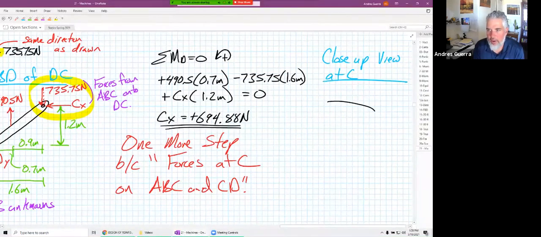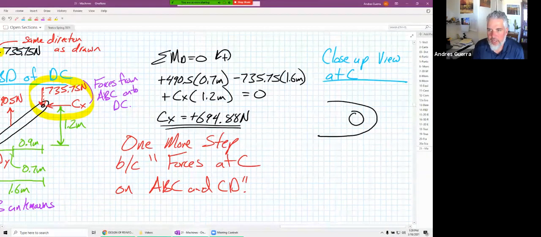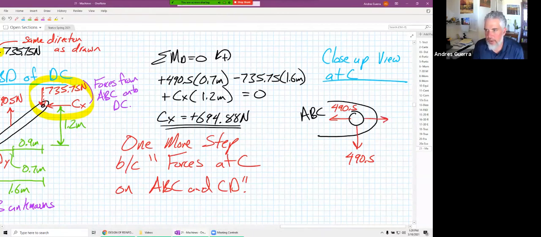So how about on ABC? There's just a close-up view at point C. This is member ABC. Well, what do we have going on there? I have a 490.5 going down here. I've got a 490.5 here. We know we have a CX from our original FBD going to the right, which we now know is 694.88. We have a CY that's going up of 735.75 newtons.